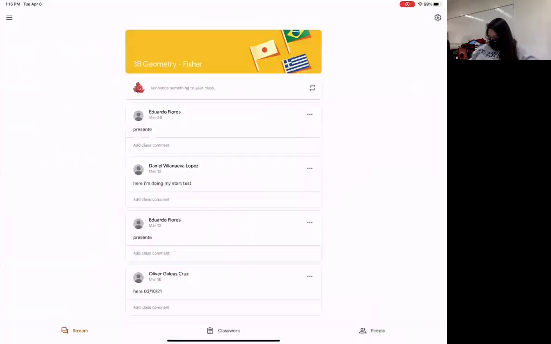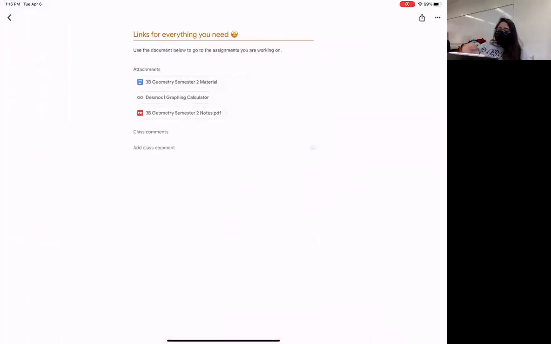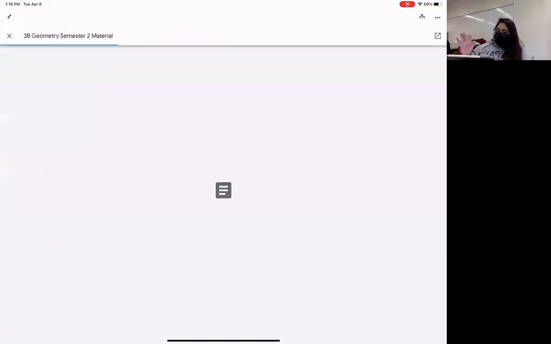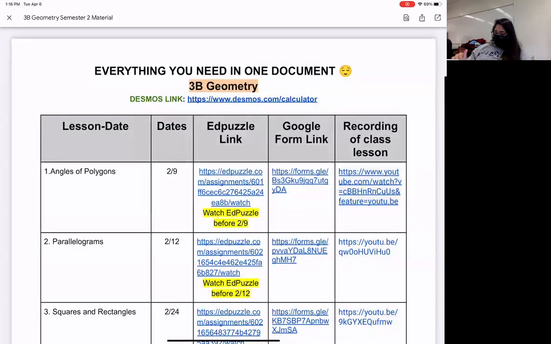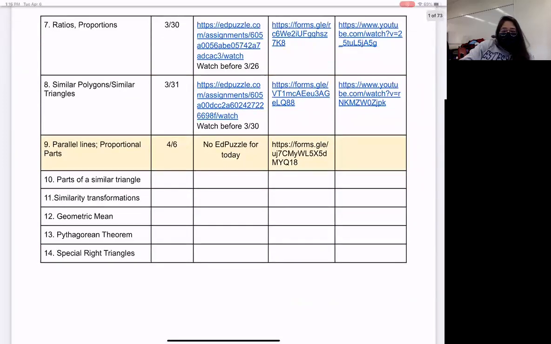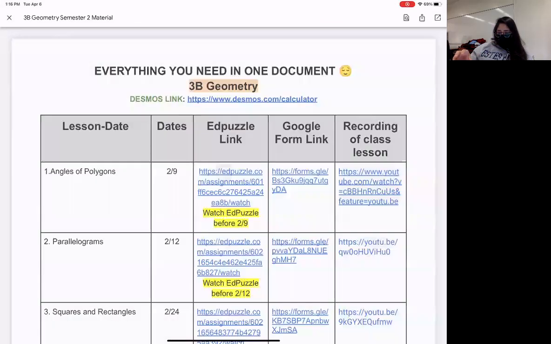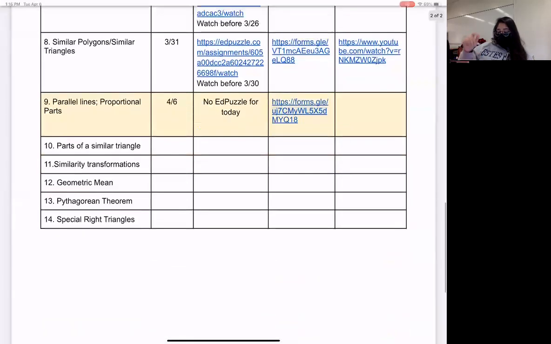All right, we're gonna go to classwork. One second. If you go to links for everything you do, you're gonna go to 3B semester 2 material. You're gonna go all the way down to the yellow one for today. The yellow one. Oh, I didn't make it a link. All right, so if you go, now it's a link. So it should work now. Does it work? Oh, not for my iPad.